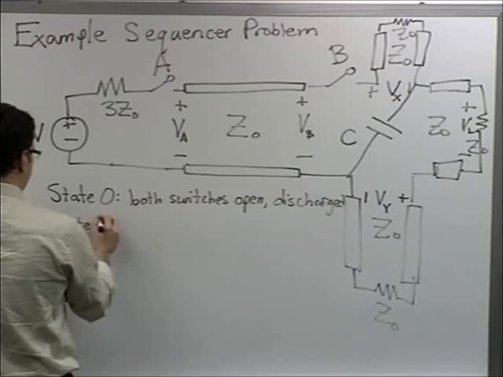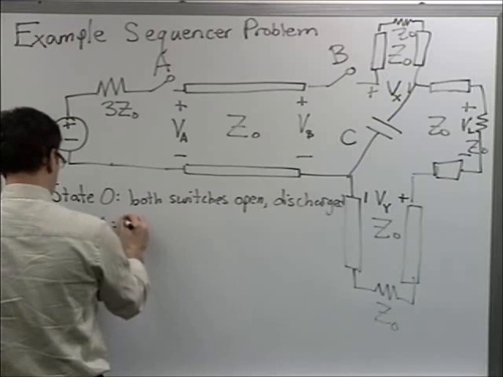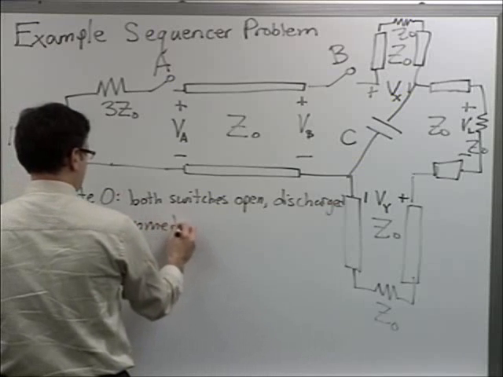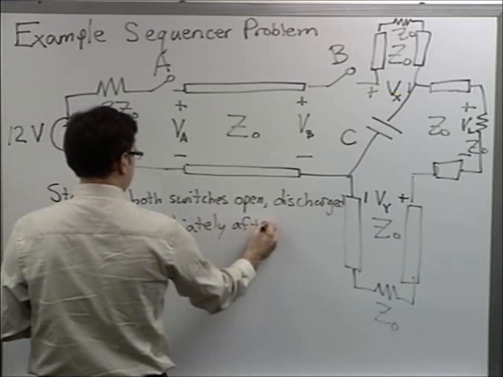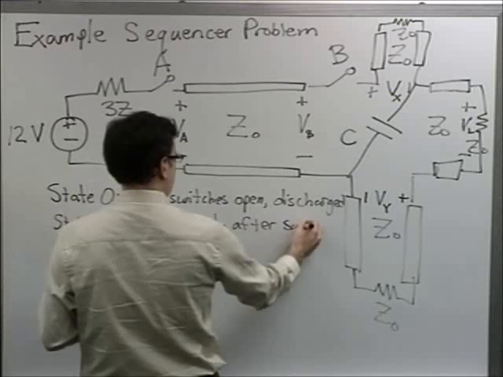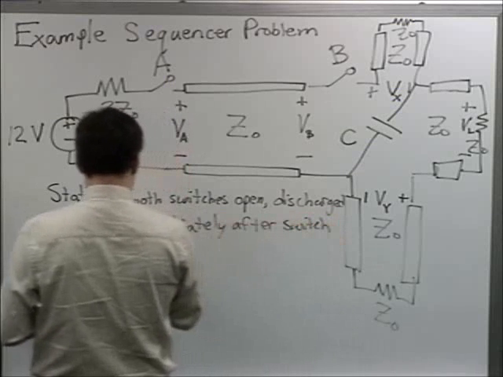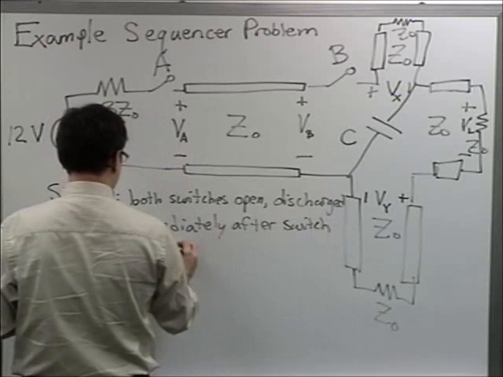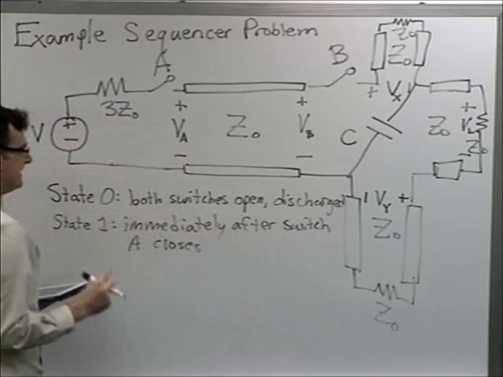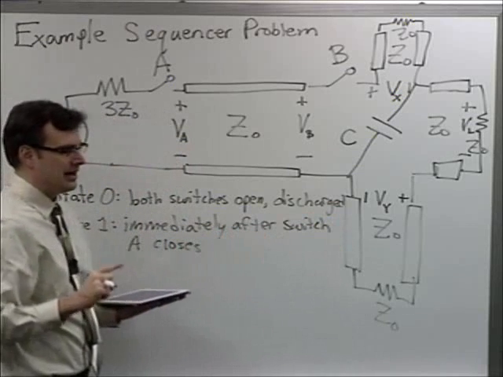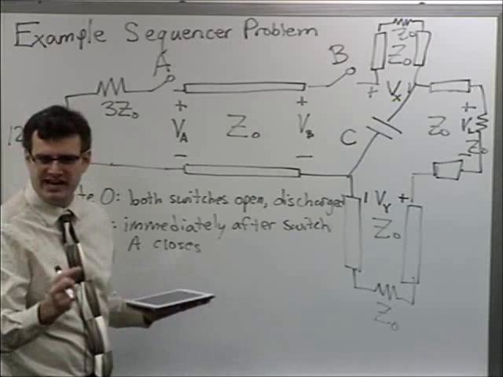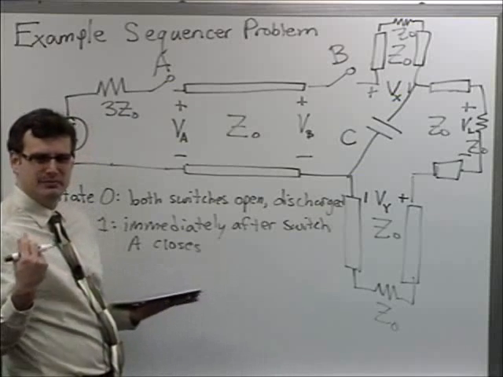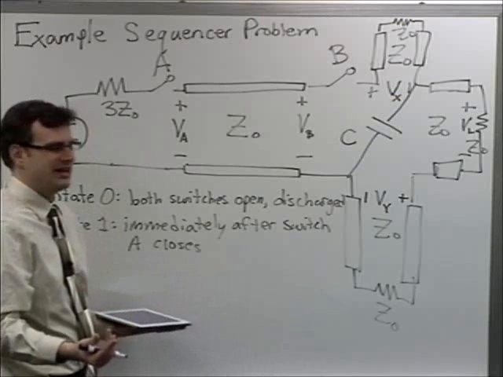State 1, immediately after switch A closes. And that word immediately is key. It means less than one transit time, a small fraction of a nanosecond afterwards. How does the circuit immediately behave in that scenario?